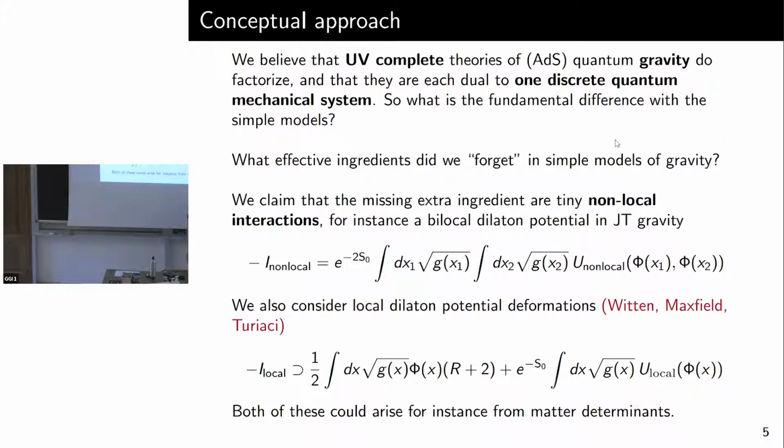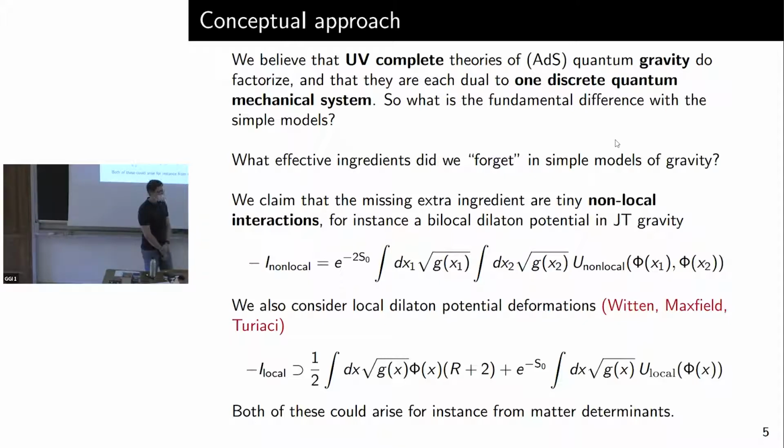So, okay, how do we proceed with this? What will be the idea of the talk? So we, being me, Luca, and Jorrit, believe that UV complete theories of quantum gravity should factorize, they should have a discrete spectrum. In a nutshell, they should just be like standard examples of AdS/CFT. Of course, it's not super obvious, but we believe that should be the case.